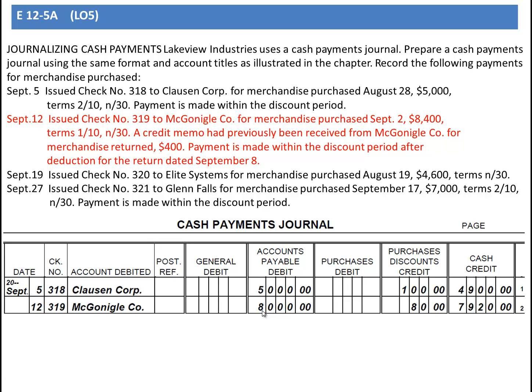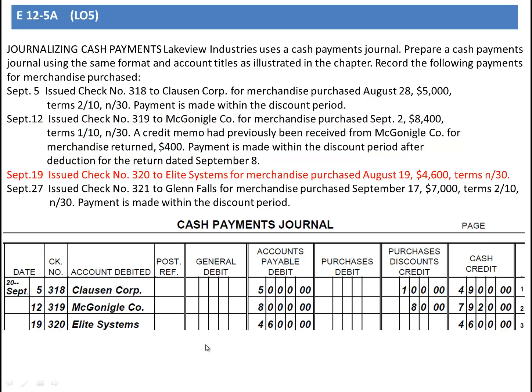But then, on top of that, we have to take into account that it was made within the discount period. So $8,000 times our 1% gives us an $80 discount. So we actually only have to pay $7,920, and that is shown with a credit to the cash account.